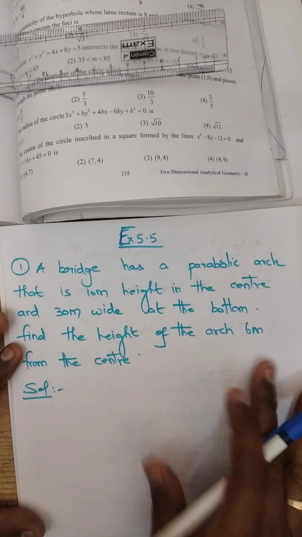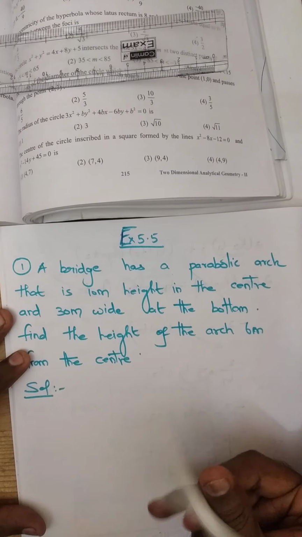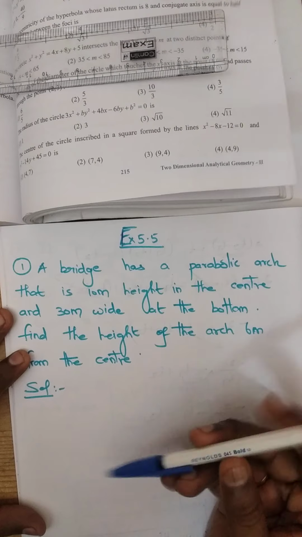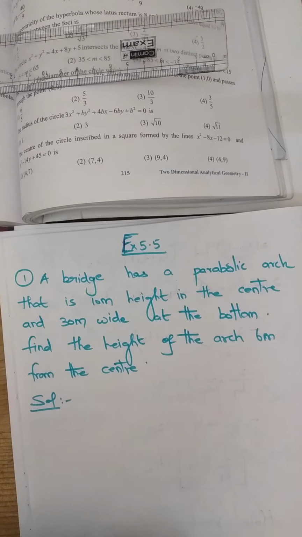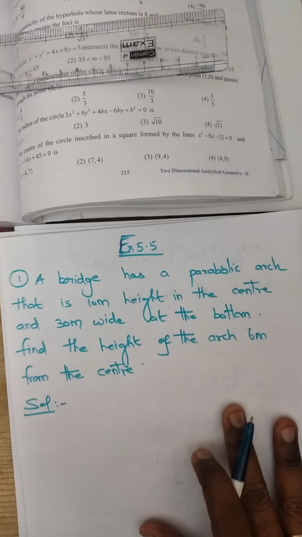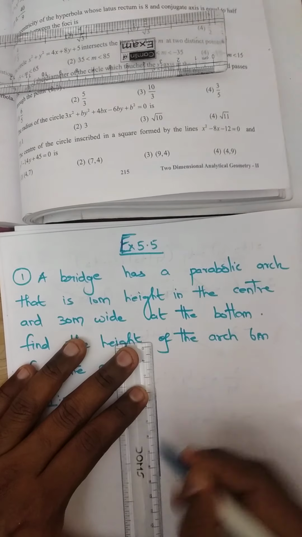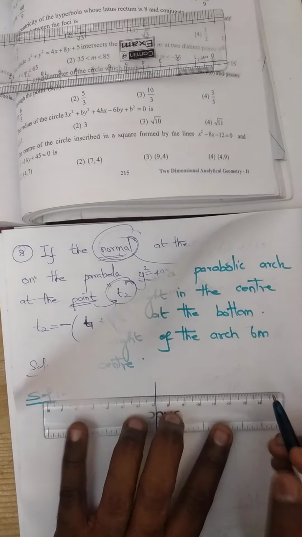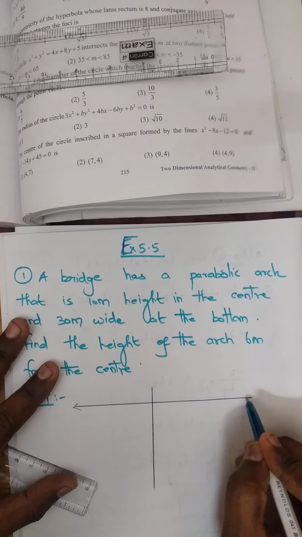First, see exercise 5.5. A bridge has a parabolic arc that is 10 meter height at the center and 30 meter wide at the bottom. For all the sums, we need to draw the diagram. This diagram can give a mark in the public exam, because the diagram carries one mark. So you need to be very, very thorough in all the sums.